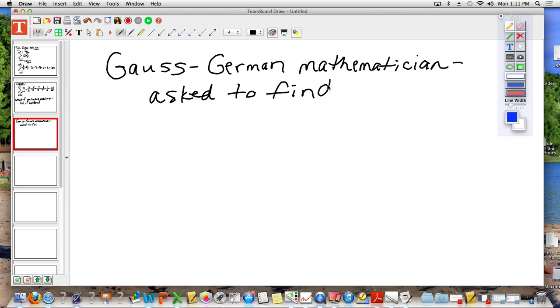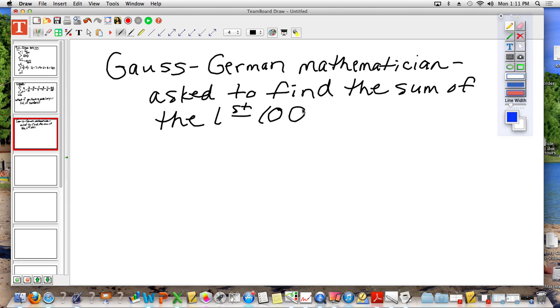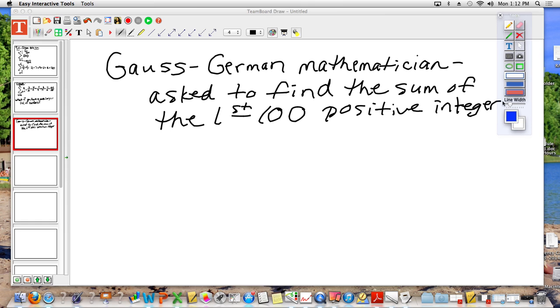You probably don't have to write this down now. He was asked by his teacher to find the sum of the first 100 positive integers.